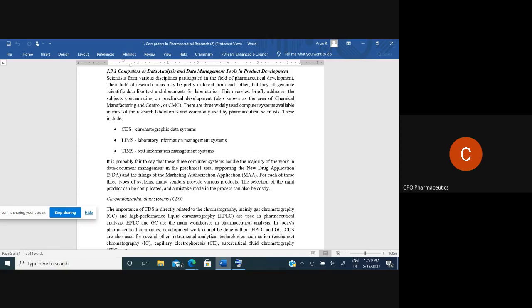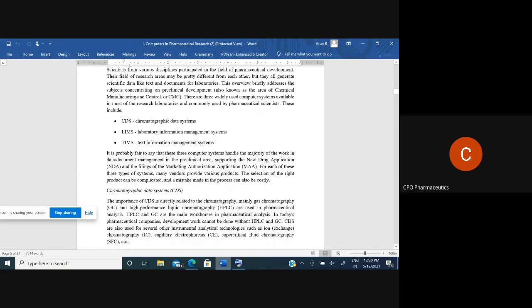Even now, USFDA is asking for these kinds of automatic storage technologies, I mean closed data systems, where you cannot change the date or time or manipulate anything. All these things will never happen. Clear? So most companies that have research laboratories will have this kind of data system to maintain their analytical information. Point one.